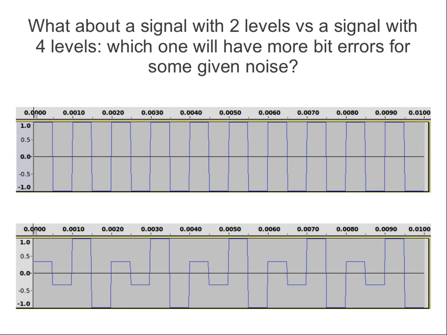Not 2000. What's the data rate? Simply from this diagram, we know that this is one. The units here are seconds, so this is 1 millisecond, from 0 up to 0.001. That's 1 millisecond. This is one signal element. This is another.